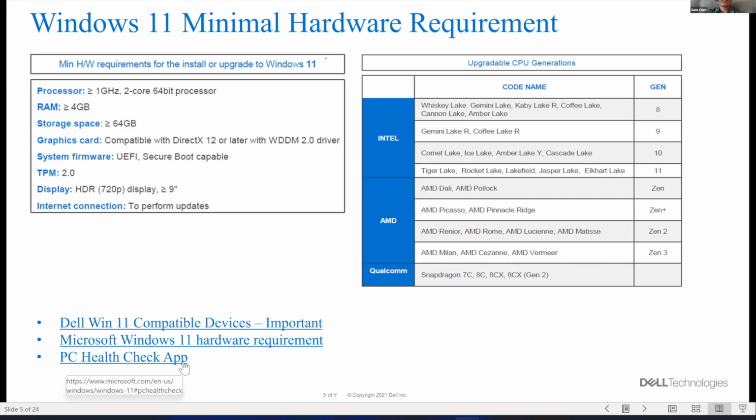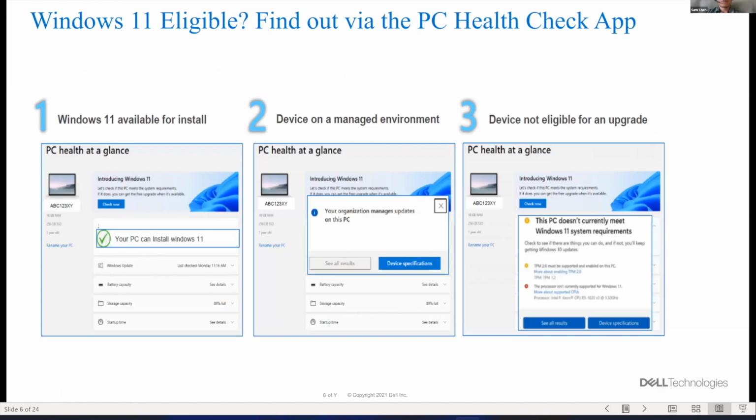The last one, if you want a simple way to determine whether your device is eligible for Windows 11, there's a small PC Health Check app to help you determine whether your device is eligible for the Windows 11 upgrade. And I will show the example later. So to find out whether your device is eligible for Windows 11, use the PC Health Check app.